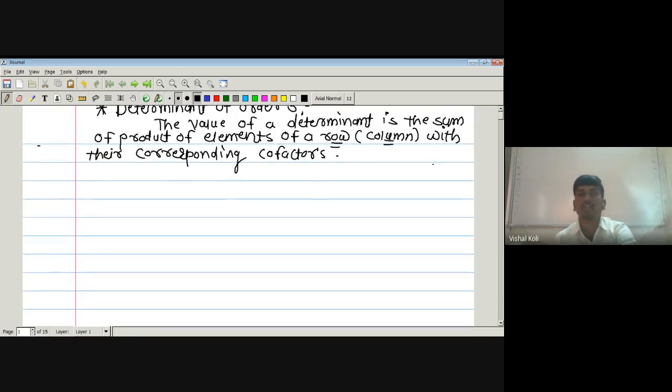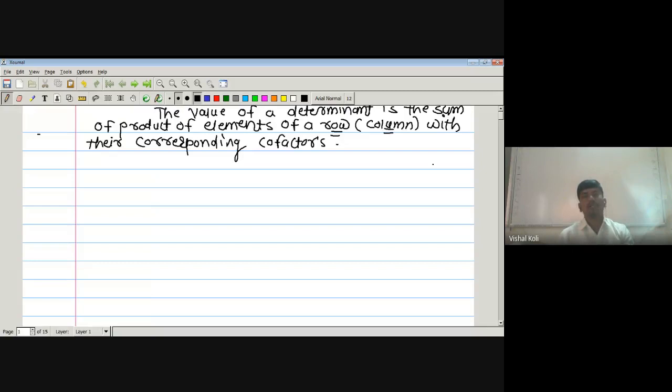Okay, and there is no restriction on any row or column, that is, we take an arbitrary row and arbitrarily any column, and if we have taken the second row, then we have to take the cofactors corresponding to the second row only. Okay, so suppose there is a determinant D having entries a1 b1 c1, a2 b2 c2, and a3 b3 c3, and now it is a determinant of order 3.